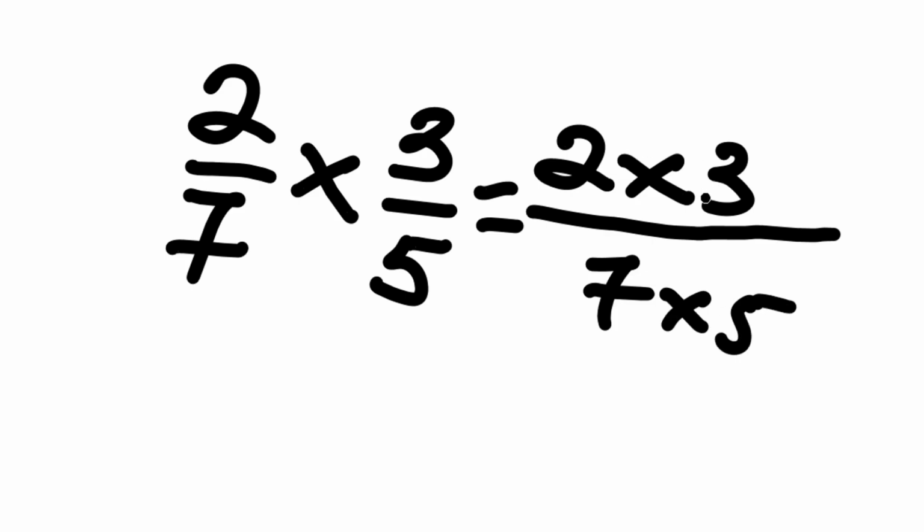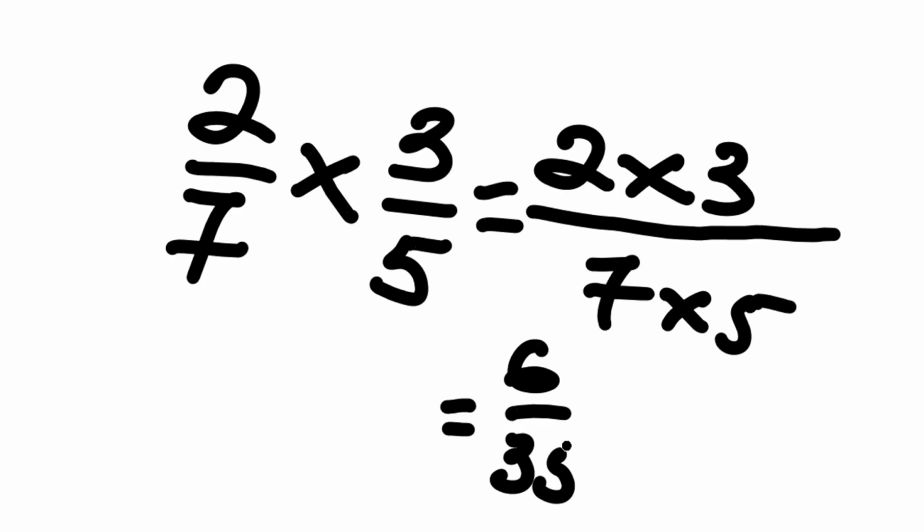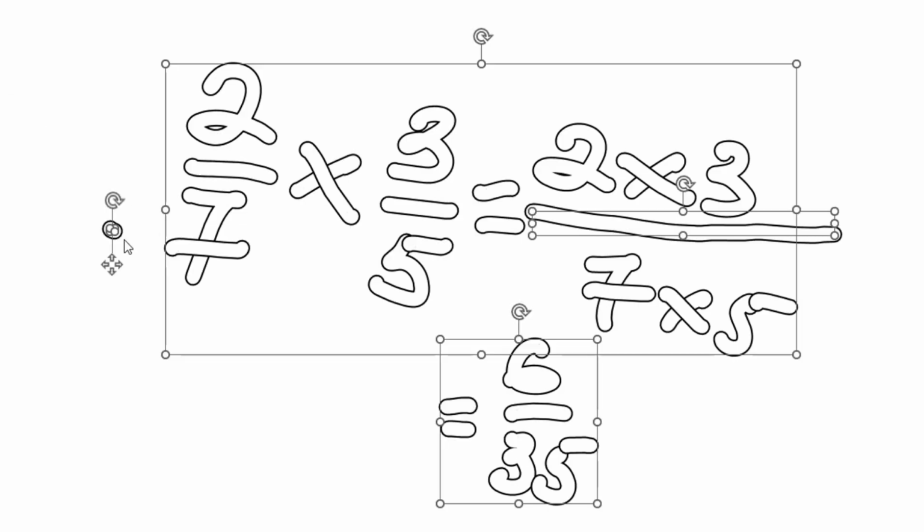If there is any factor that is common between the numerator and the denominator, you just simplify it, and then you have your simplest function. So the answer for this will just be 6 over 35. So multiplication is very, very easy. You just multiply the numerators and the denominators together. Let me give another simple example before we proceed with the various examples that we have.